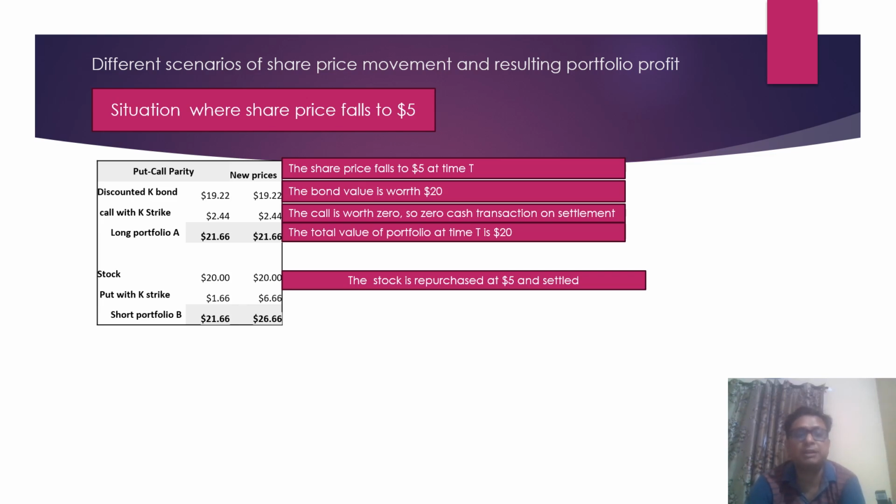Now we shorted the stock at $20. At settlement we have to repurchase the stock and settle the transaction. Since the stock price is $5 now, the stock is repurchased at $5 and settled.